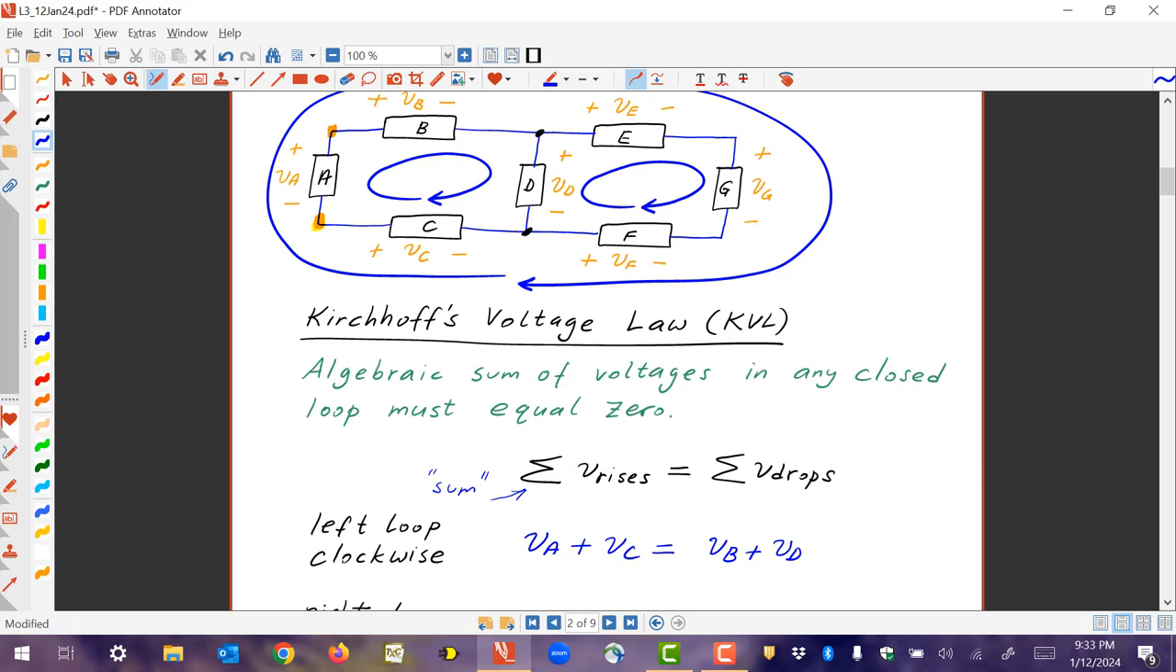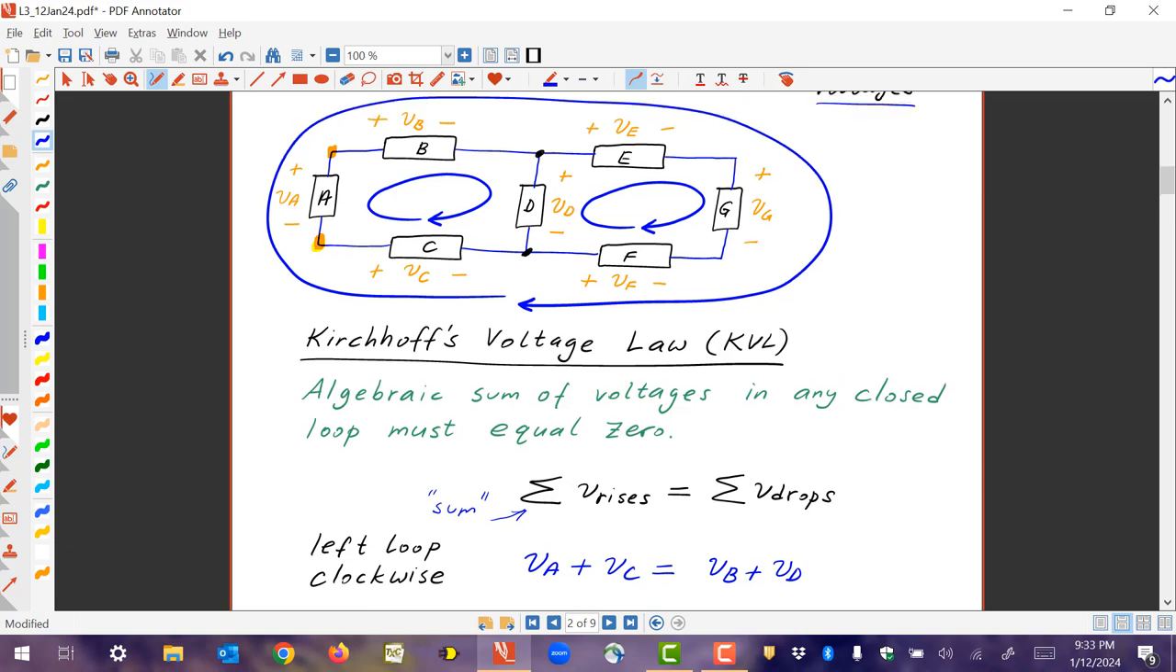So if you take a look at the left loop, right? And if you go clockwise, you see that VA is a rise, VB is a drop, VD is a drop, and VC is a rise. So when you write the equation, you write the rises on the left side, you write the drops on the right side. Now, you can say drops equals rises, but that just puts VB, VD on the left and VA, VC on the right. The equation doesn't change. So you could go clockwise or counterclockwise. It doesn't really matter. But since I've drawn clockwise, I'm just sticking with it consistently. So VA plus VC equals VB plus VD.